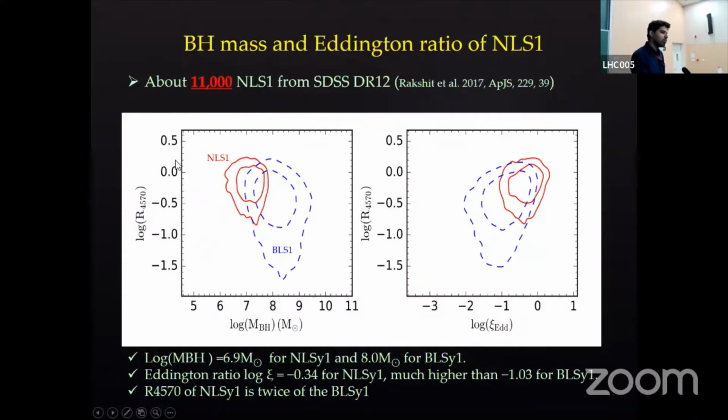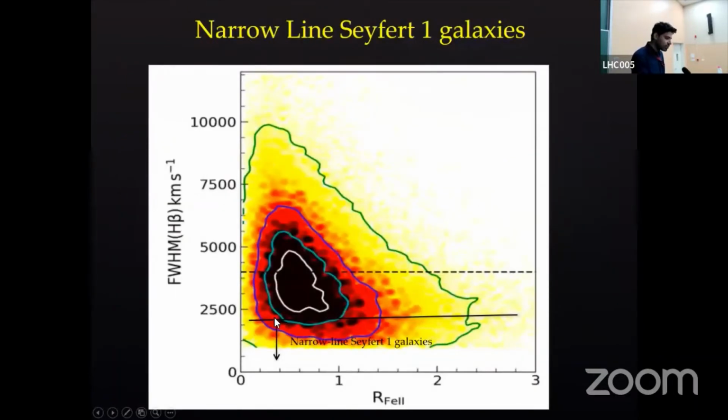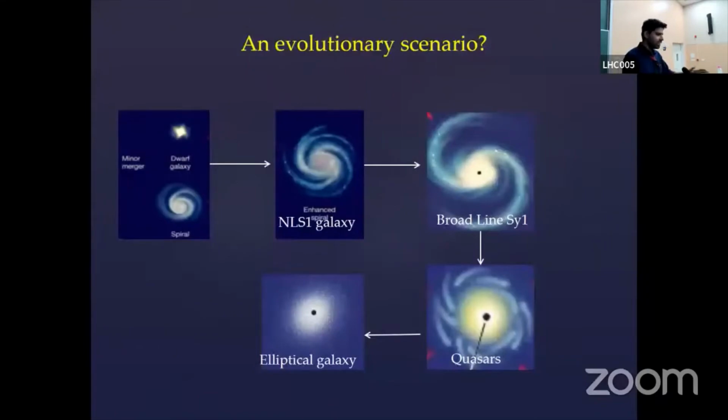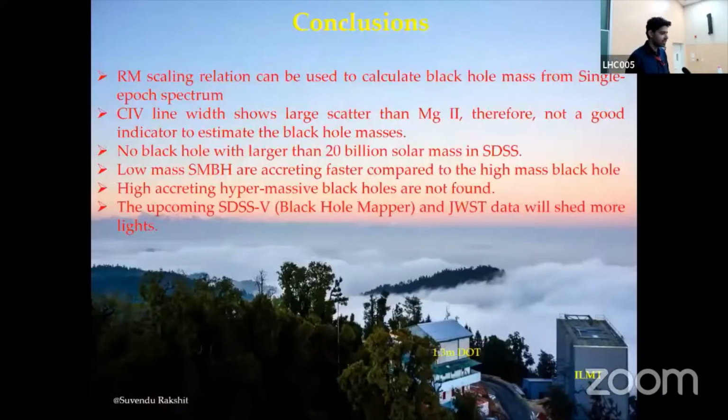One reason for this is that these objects, by definition, have a smaller FWHM, and so a smaller mass. If you plot with respect to all quasars with redshift less than 0.8, you see the narrow line Seyferts are located in this part, so their FWHM is much lower. If FWHM is much lower, then you will see a much lower black hole mass also. So we see an evolutionary scenario where the merger produces narrow line Seyfert galaxies, which will eventually grow into broad line Seyferts, then quasars, and when the quasar is dead, we are left with only the elliptical galaxies.